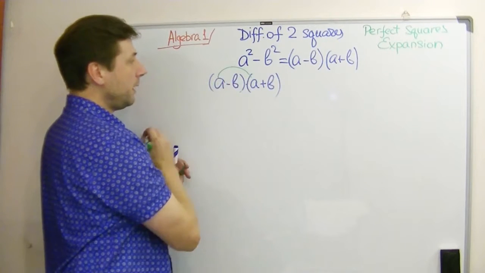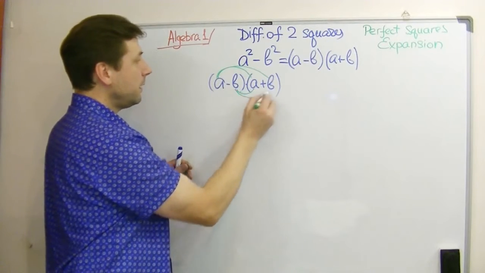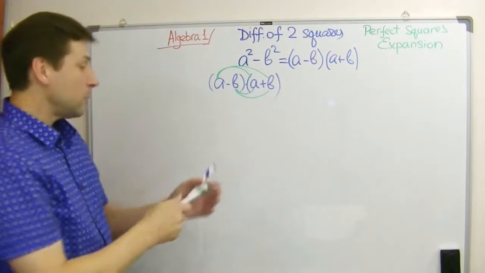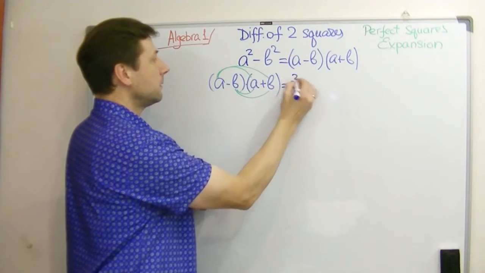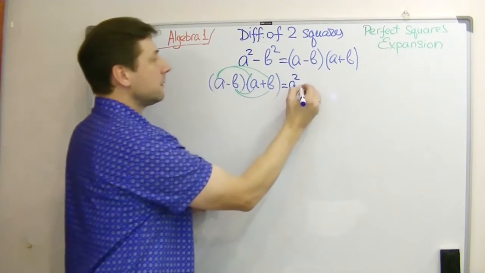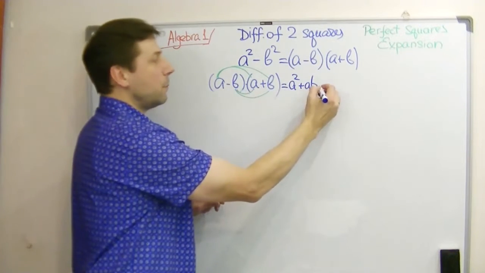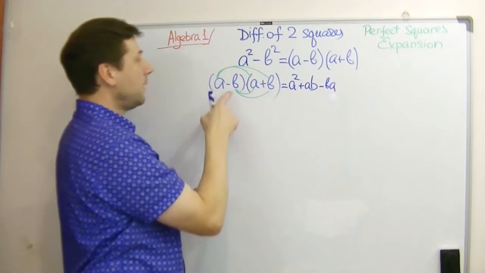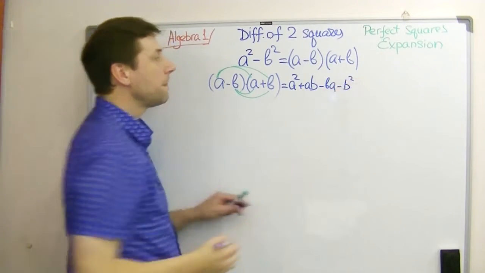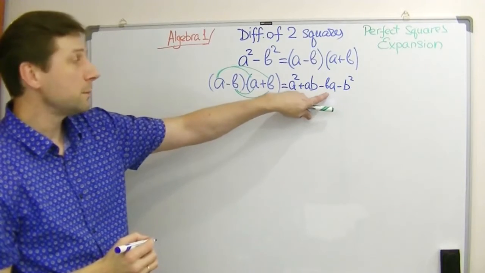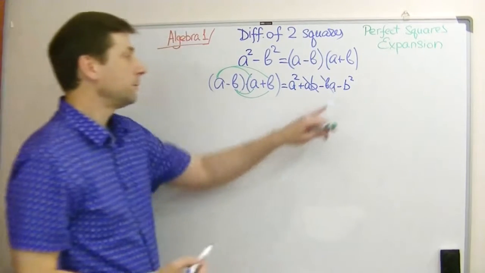We multiply a by a, then a by b, then minus b by a, and minus b by b, okay? So what do we have? A multiplied by a is a squared, a multiplied by b, ab, minus b multiplied by a, minus ba, and minus b multiplied by b, minus b squared, okay? Plus ab minus ba, or minus ab, is the same, so this equals 0.